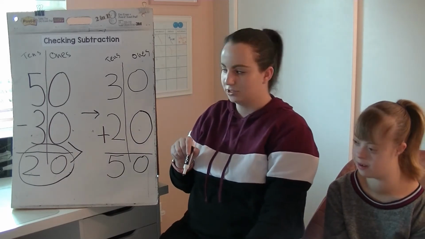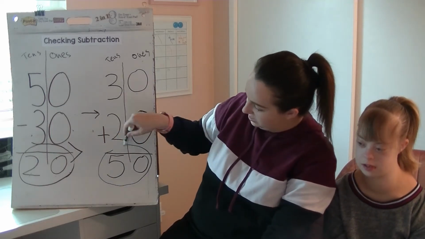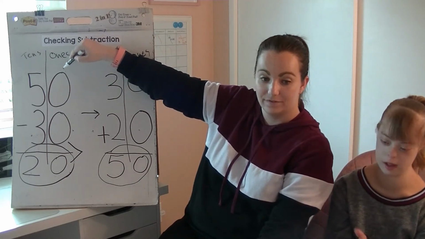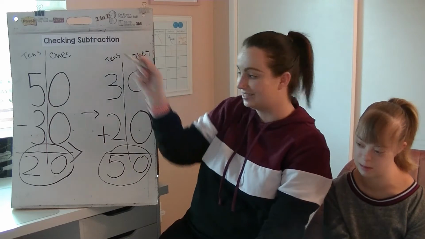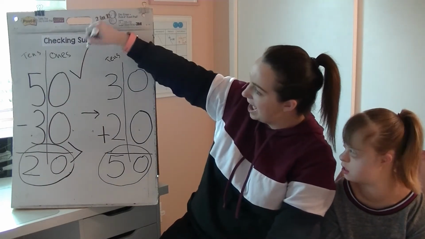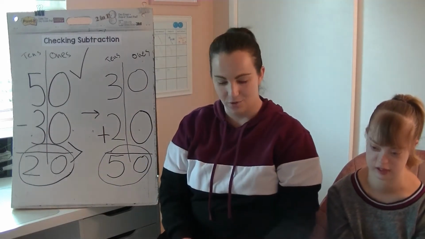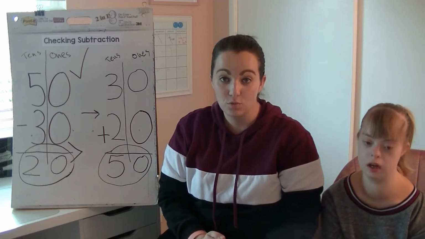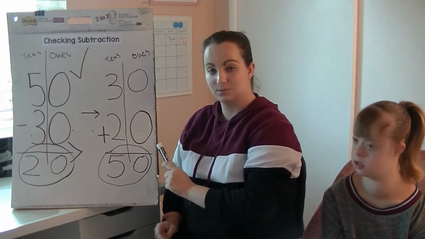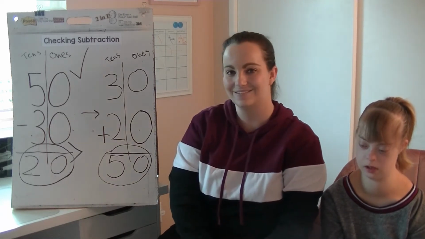I got my answer. 30 plus 20 makes 50. Is that the number I had over here that I subtracted from the first time? Yes. So that means I got my subtraction problem right. Yay, we checked it. Awesome. We're going to keep practicing a few more subtraction problems and then checking those subtraction problems, okay? Give Kaylee and me a few seconds to get ready.